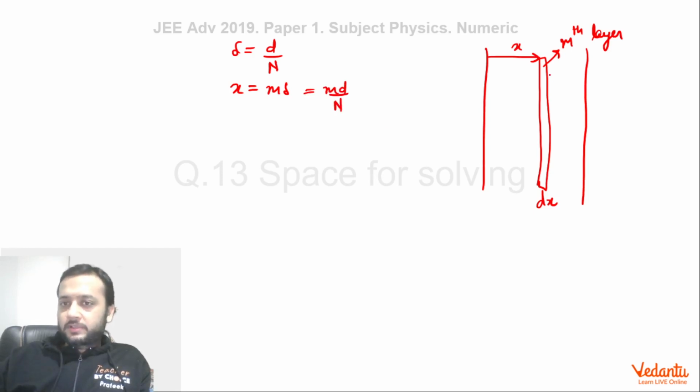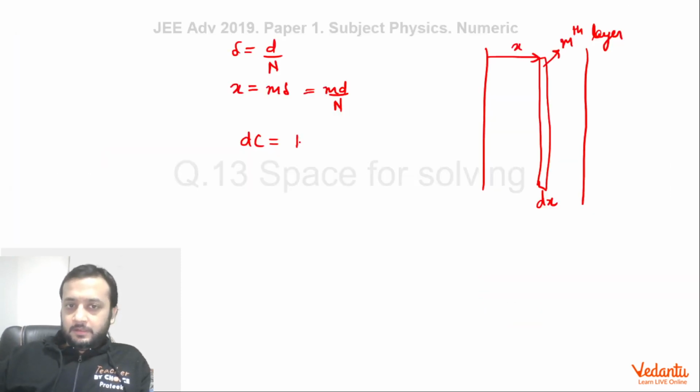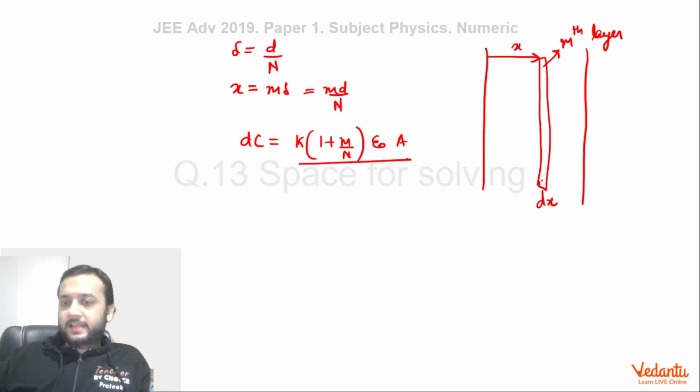Now, if I ask you what is the capacitance of this layer, you will say dC is equal to epsilon naught A by d. Sorry, K epsilon naught A by d. K is the dielectric constant of this layer, which is K into 1 plus m by n. So K into epsilon naught A by d, where d is actually the thickness, which is dx over here.